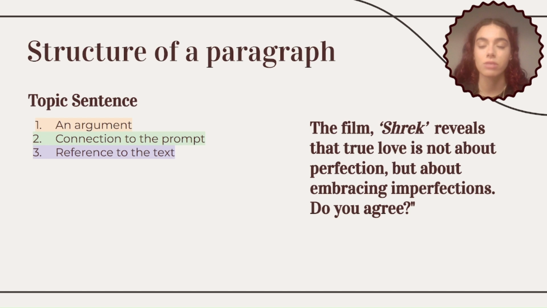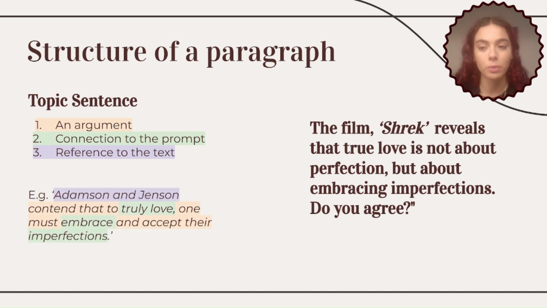In terms of what text you're responding to, let me clarify. The argument and your connection to the prompt have to be the most obvious ones because we're not in your head. We can't guess what you were wanting to say in this paragraph. Reference to the text makes for a cleaner topic sentence, but if you forget to include the word Shrek, we still know you're responding to Shrek because you've been asked to write about Shrek. Does that make sense? Reference to the text can also be the authors or the directors, which is what we have in this example. Adamson and Jensen, the directors, contend that to truly love, one must embrace and accept their imperfections.